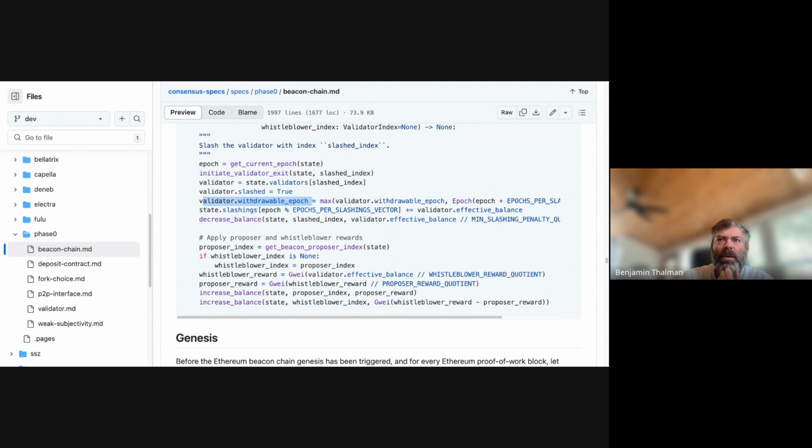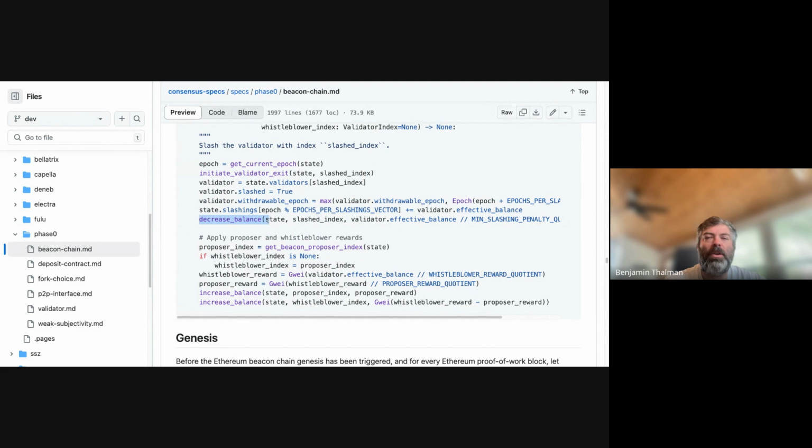And here, decrease balance. This is where the slashing penalty is levied. Now I'm going to ignore this stuff. Again, I'm going to cover that in a separate video. But there are some other things that happen, and if you watch the other video, you'll get a full sense and a better understanding of why these things happen as well. But for now, let's just focus on the first two things that happen. The validator is exited, and they have an initial slashing penalty.